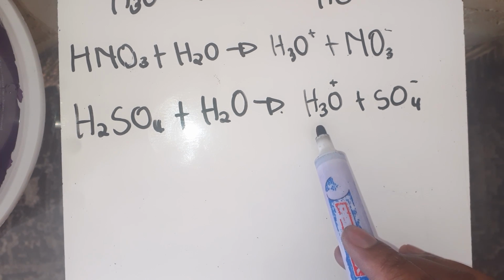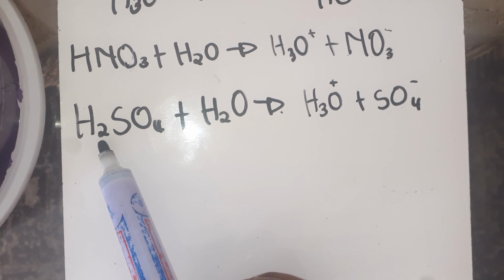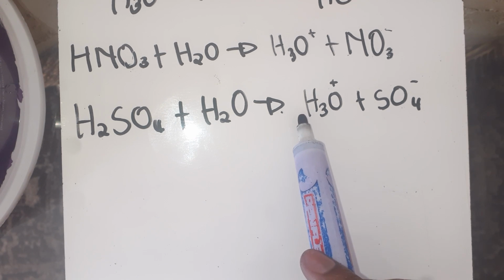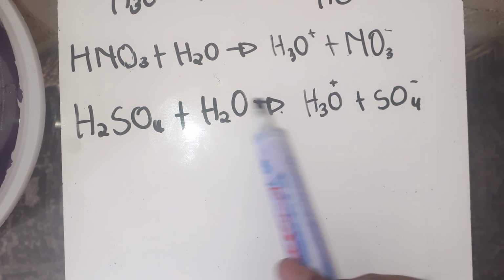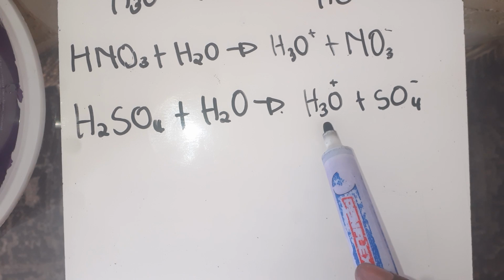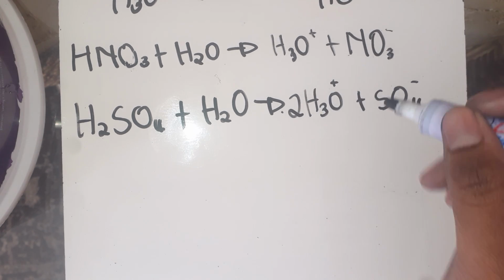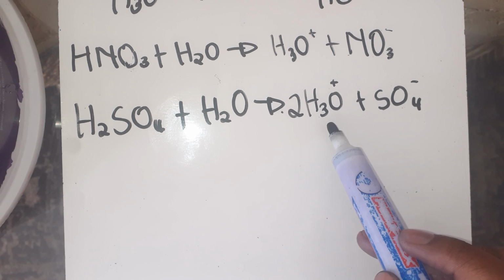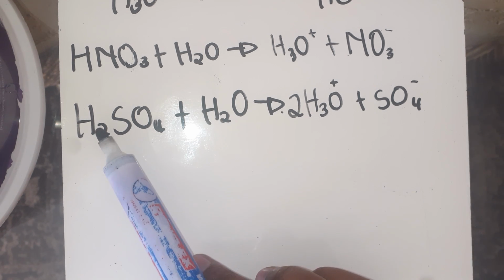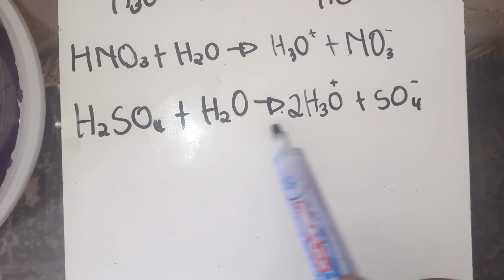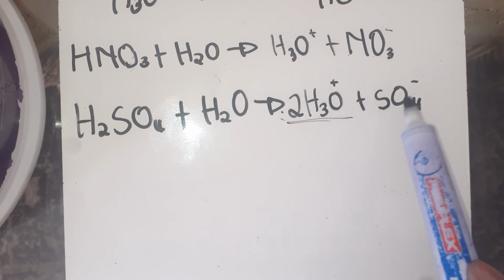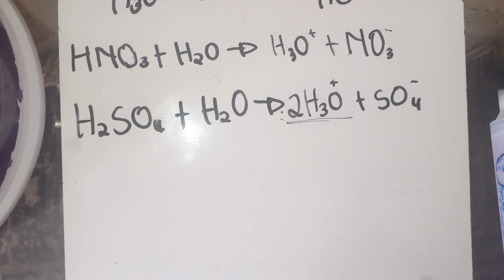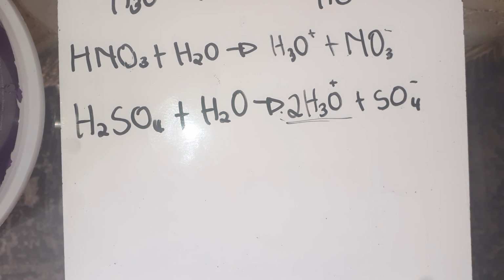So this equation is not balanced if you look at it. We have to add another water that will take the second H. The first H is already here, so we have 2 waters to take over the 2 H's here. So this is how you balance this type of chemical equation. You balance it by putting 2 because we have 2 hydrogens there.